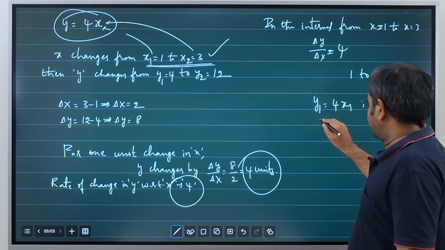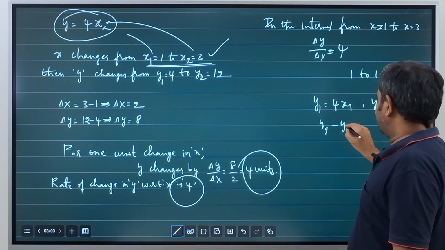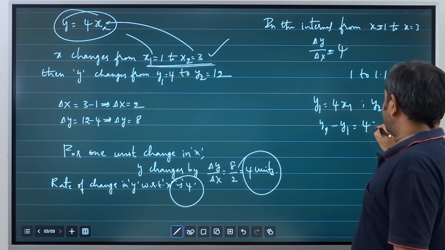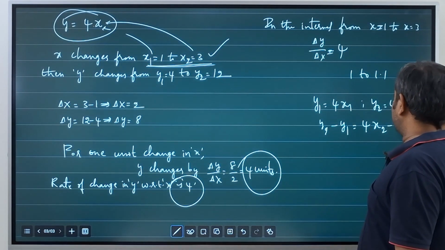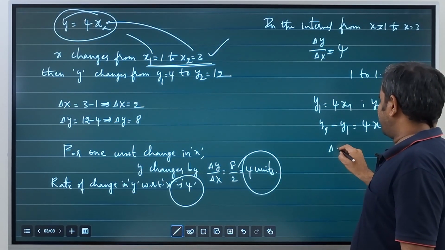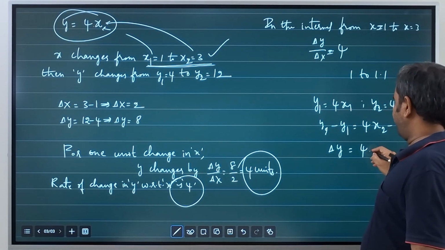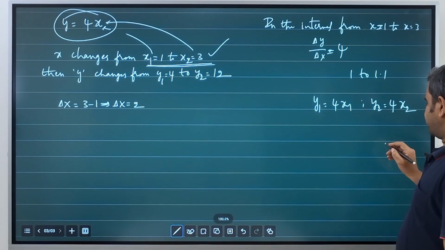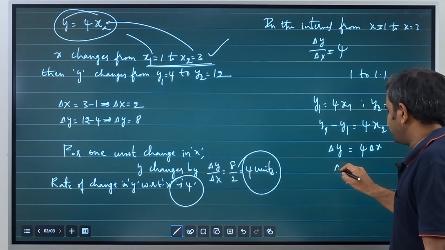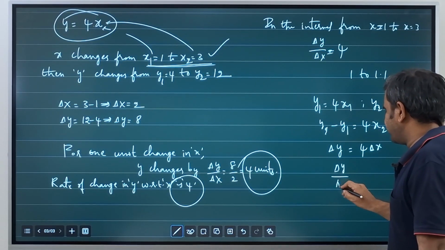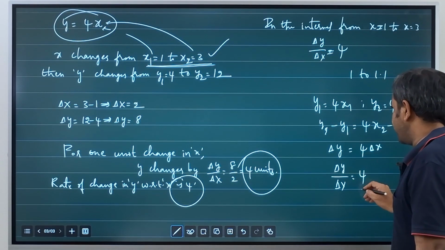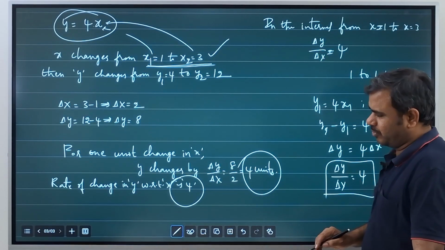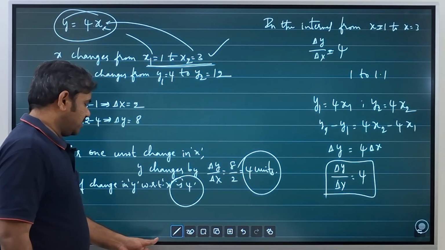y2 minus y1 is equal to 4x2 minus 4x1. y2 minus y1 is delta y. Take 4 common on the right side of the equation, you will get delta x. So delta y by delta x, in any interval, you are always getting delta y by delta x equal to 4. We can also write it in another way.